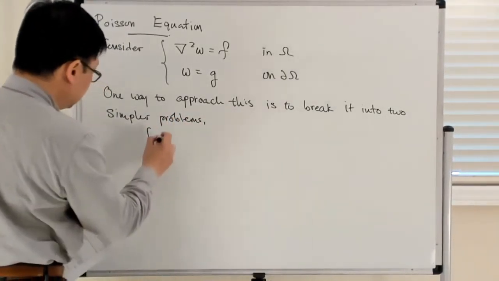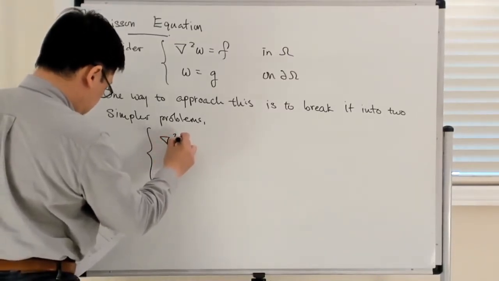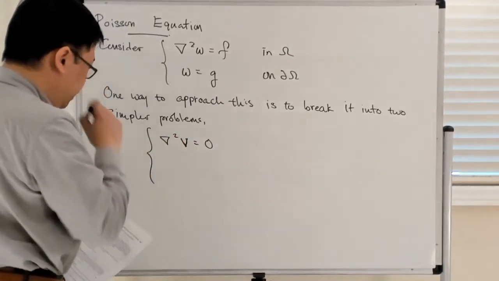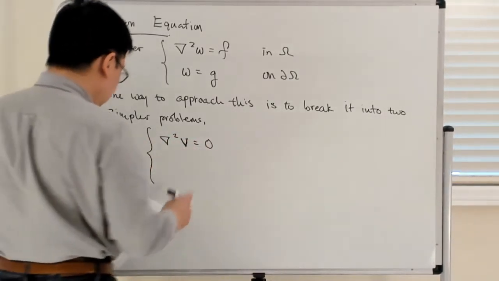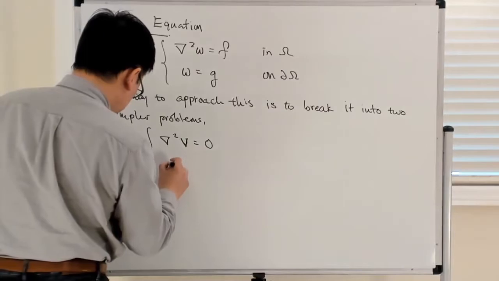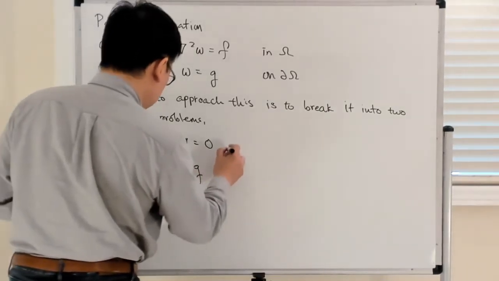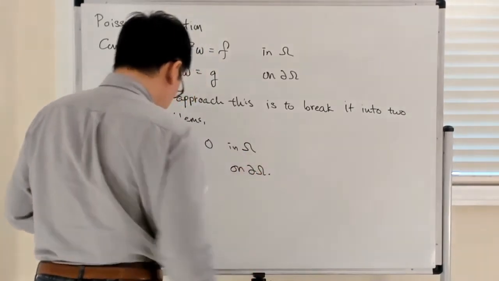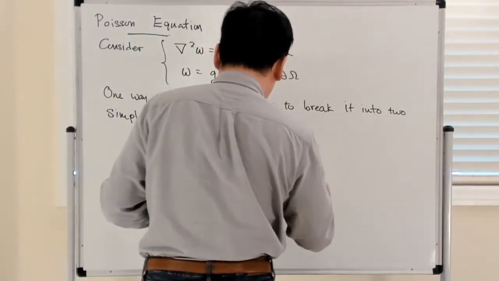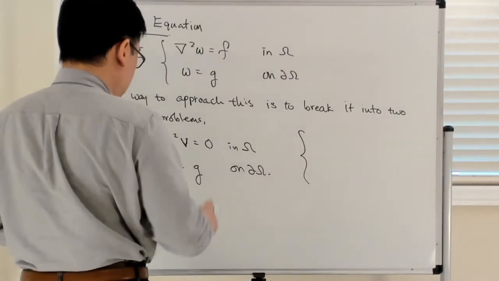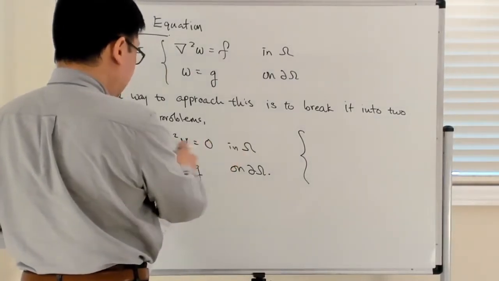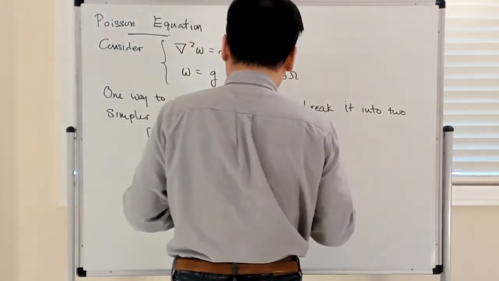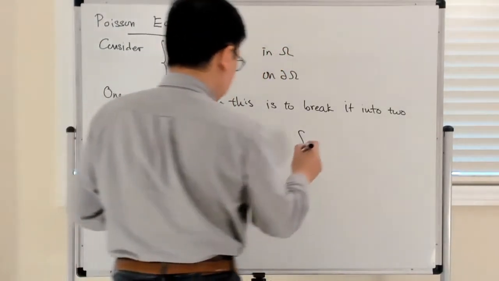So let's look at the problem where nabla squared acting on v is equal to 0. This is the Dirichlet problem which we looked at before. And then another part is where the right-hand side of the differential equation is non-trivial, but the boundary condition is trivial.